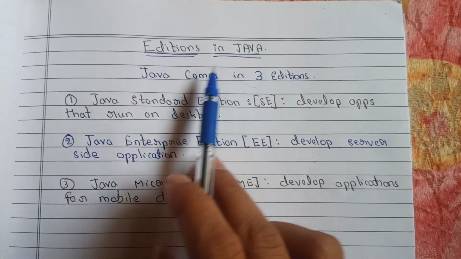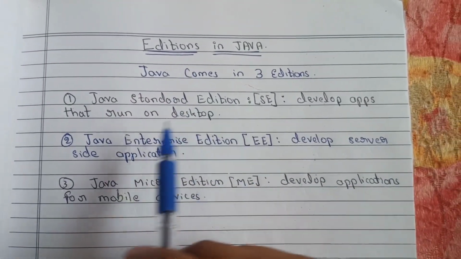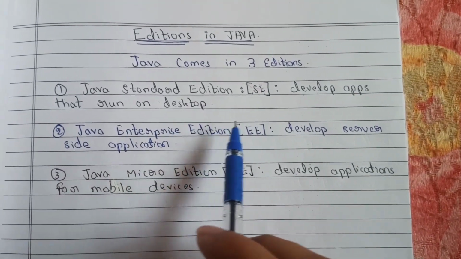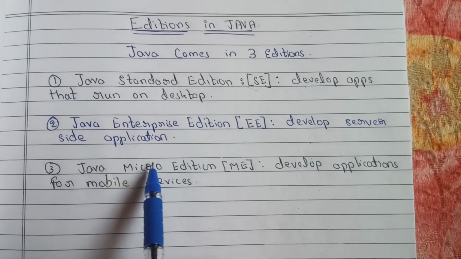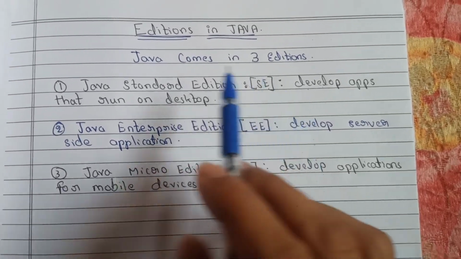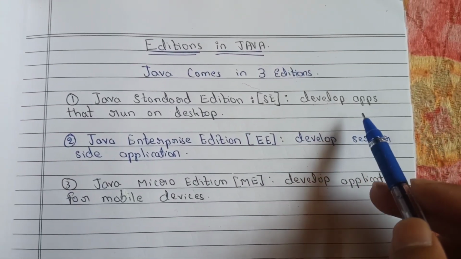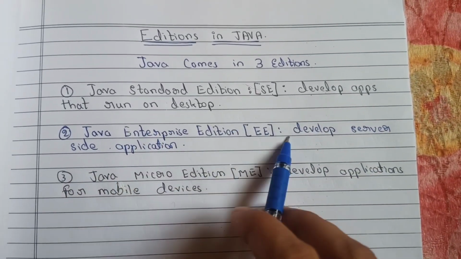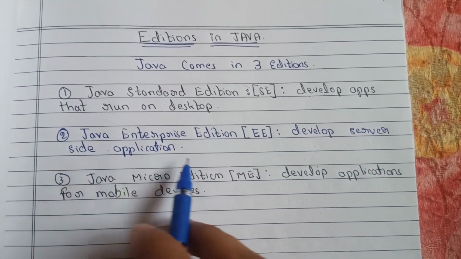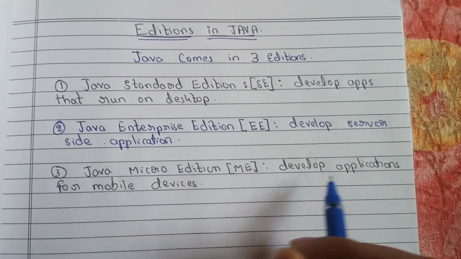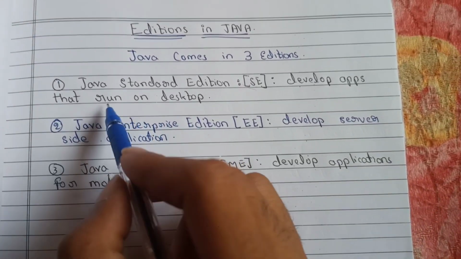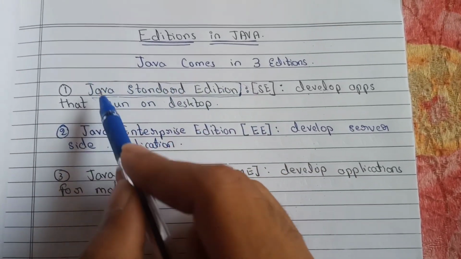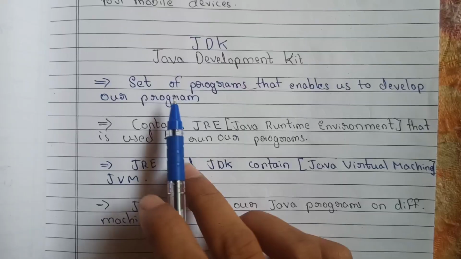Let's come to editions in Java. Java comes in 3 editions, that is Java Standard Edition or Java SE, Java Enterprise Edition, Java EE, and Java Micro Edition, Java ME. SE develops apps that run on desktop. Java Enterprise Edition develops server side applications. Java Micro Edition develops mobile applications. If we learn Java Standard Edition, then we can easily learn the other 2 editions.